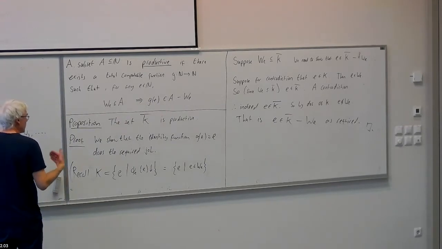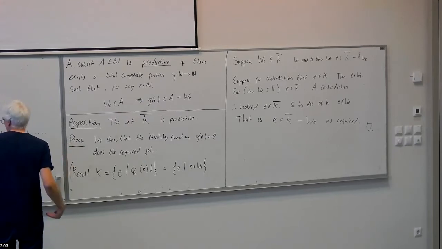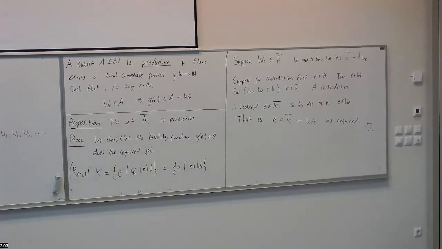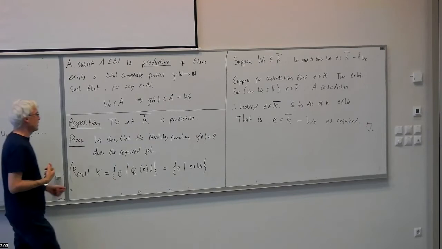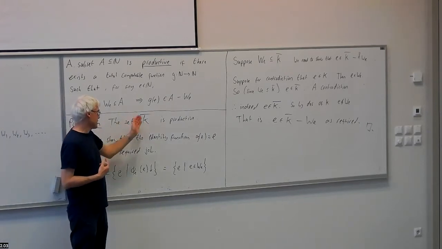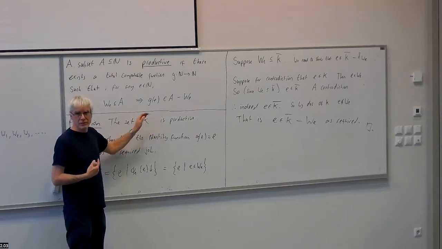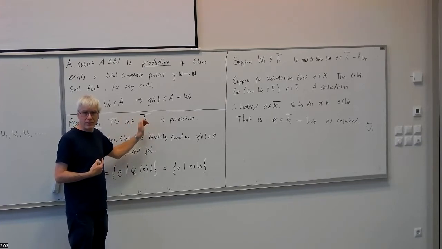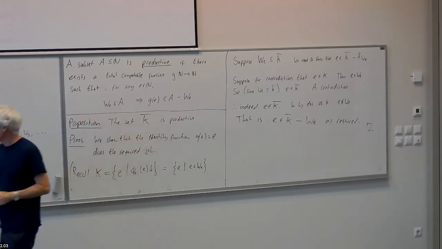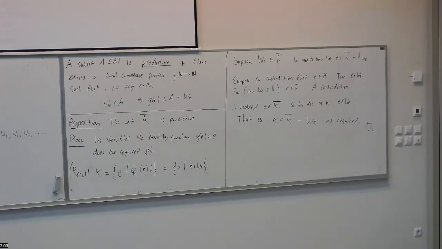We need a tool to show that other sets are productive. A good tool for that is the tool of reductions that we introduced last week. We're going to see that reductions allow us to transfer the productivity from the complement of K to other sets. We're only going to use total reductions.